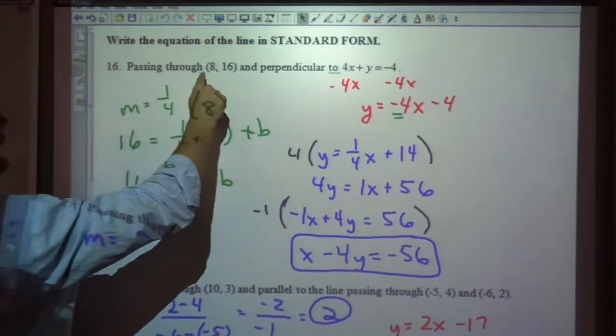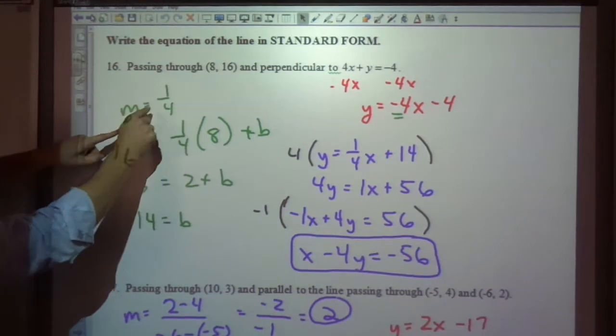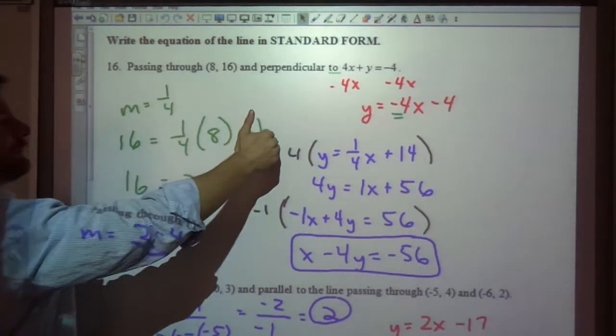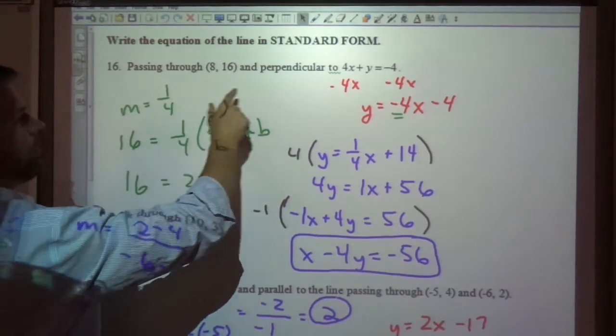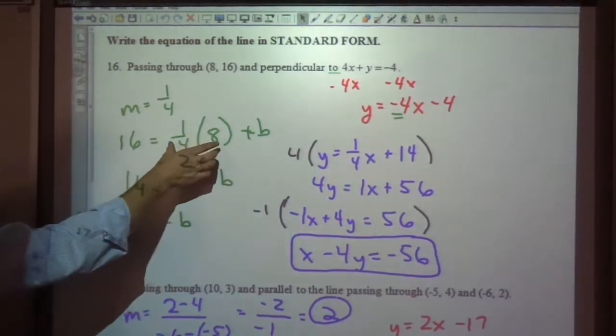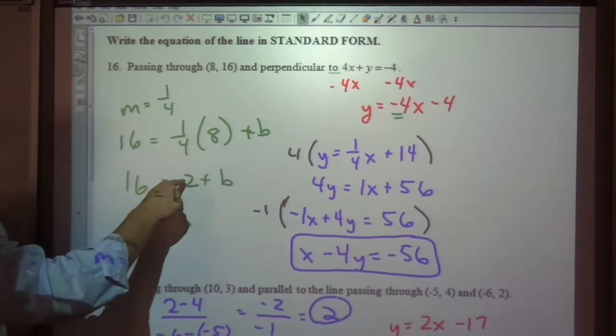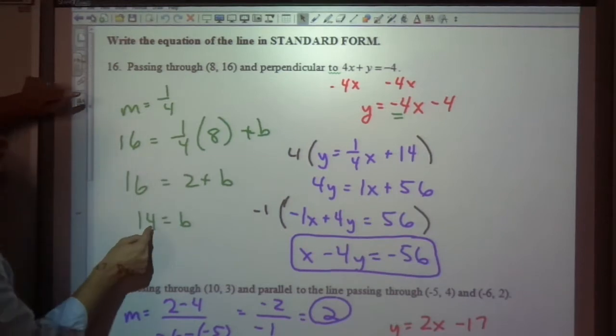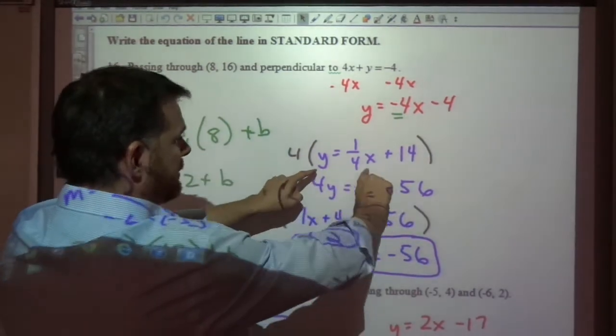Now I have my x and my y, so y equals mx plus b. And I'm trying to find b now in my line that has the slope that's the opposite sign reciprocal of that slope. When I multiply these, that gives me 2, and I subtract it to this side, that gives me 14. So I have my m, I have my b, I write my equation, y equals mx plus b.